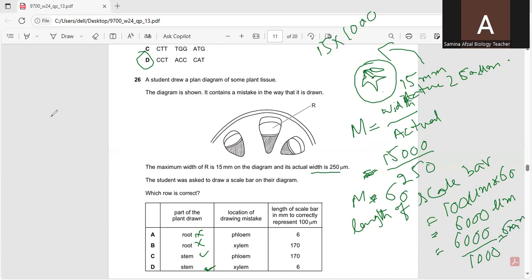So according to this, you can see D is the correct option, but there is a mistake. Xylem, or there should be phloem, because this is phloem, not xylem. So D is the correct option.